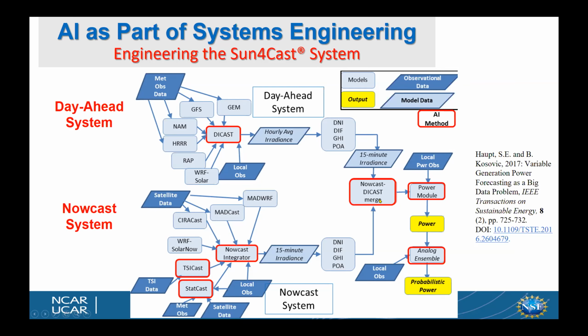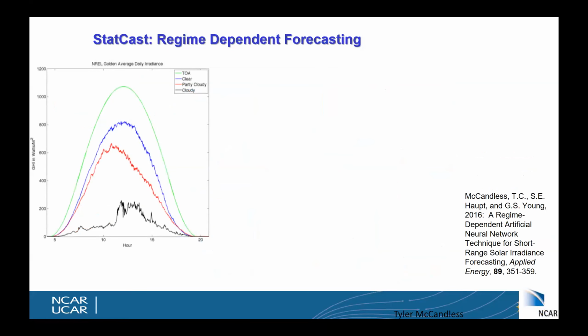After predicting global horizontal irradiance, again, translating that to power prediction, which is what the end user needs, and then to get probabilistic information using another AI method, analog ensemble, that I'll talk a little bit more about in a moment. Okay, what is this StatCast?